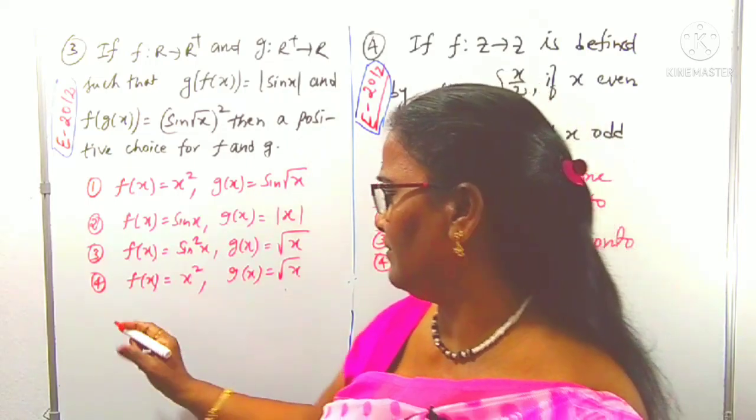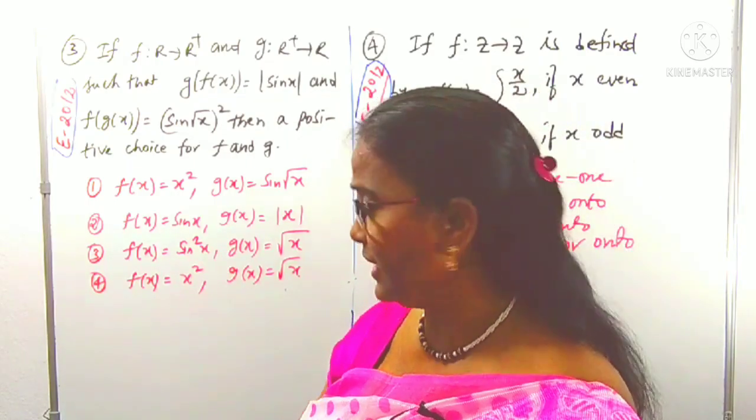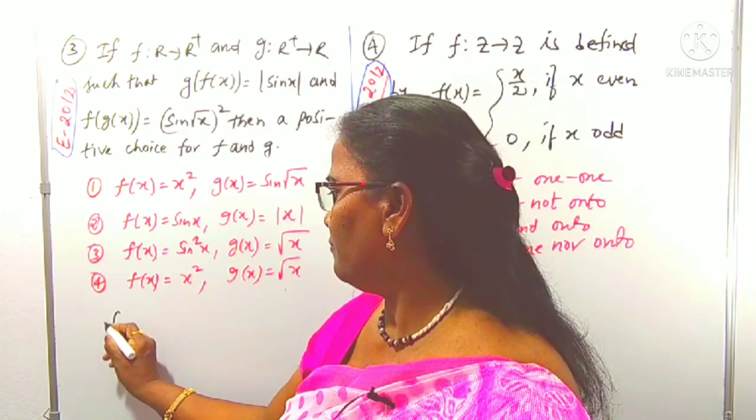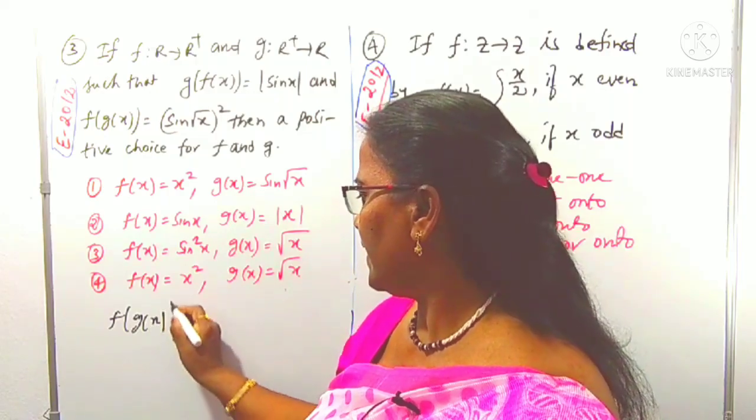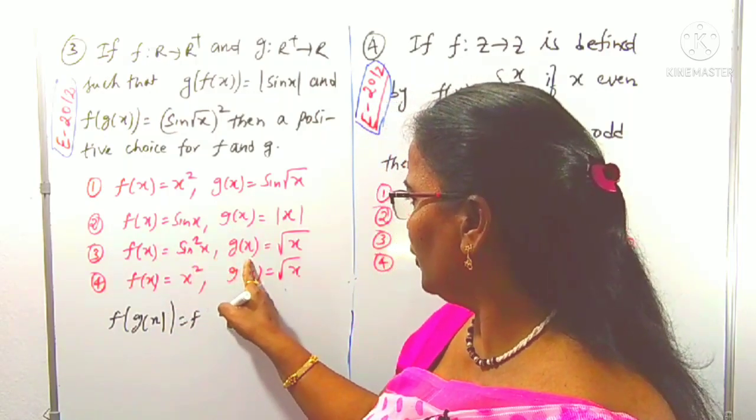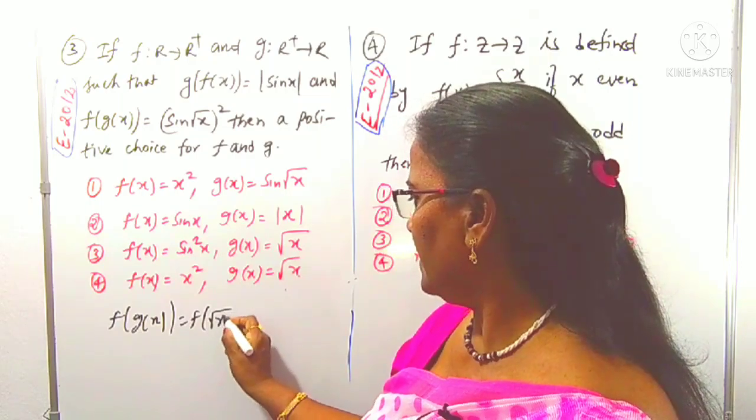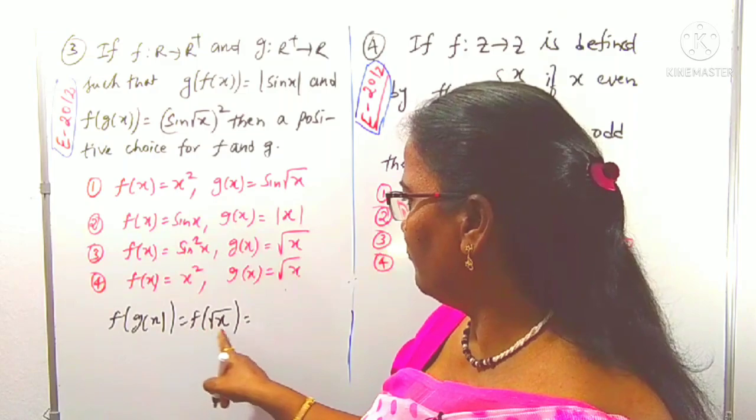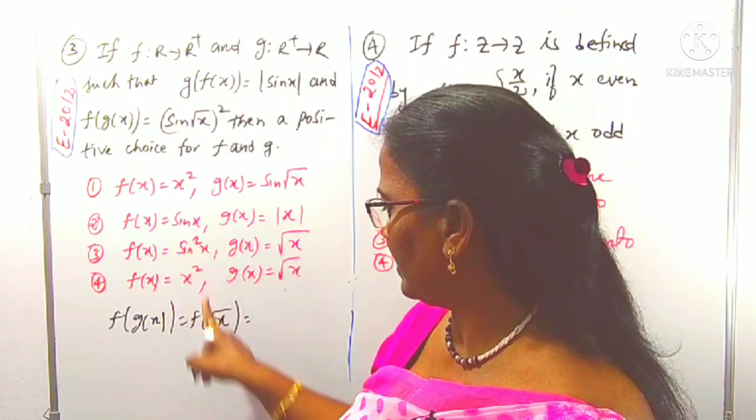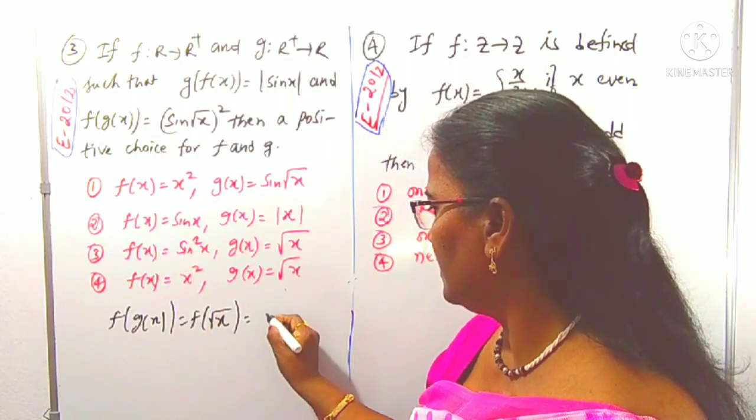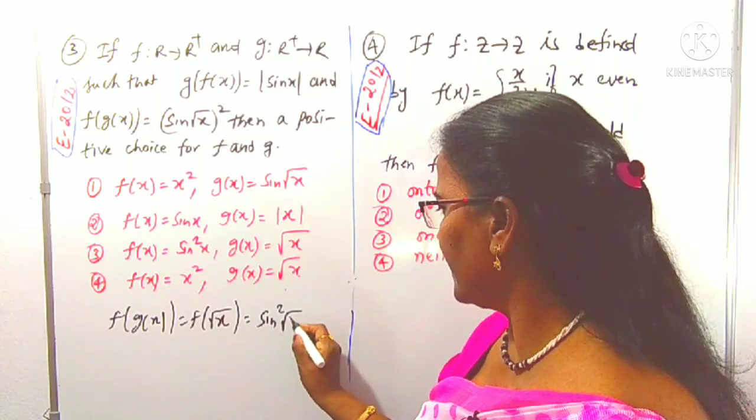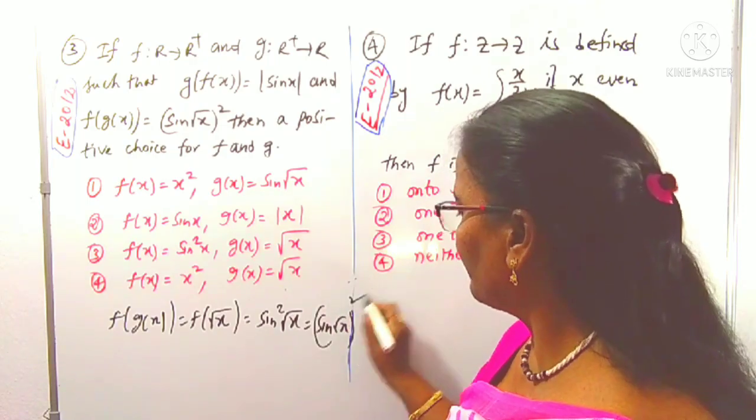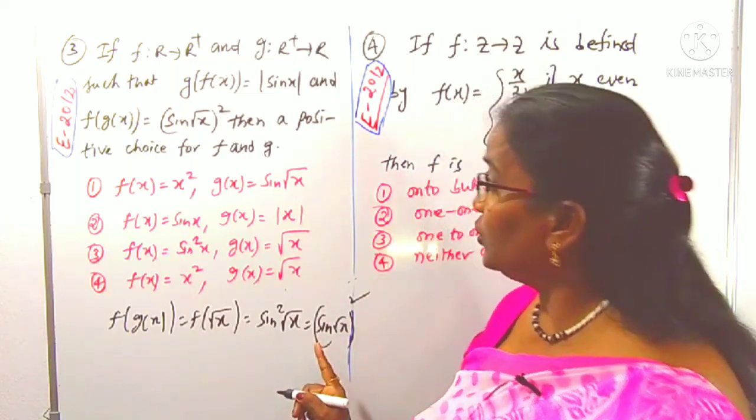Now I will show you the third option. Same way, f of g of x I am taking. What is g of x in the third option? Root x. And f of root x: in the function sine square x, wherever x is there, take root x. That means sine square root x, which we can write as sine root x whole square. So f of g of x is sine root x whole square.